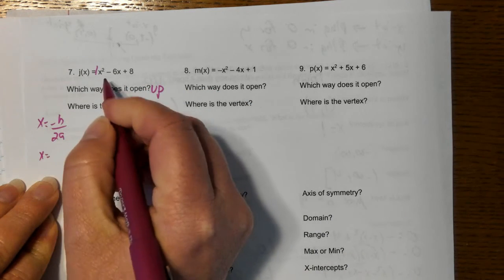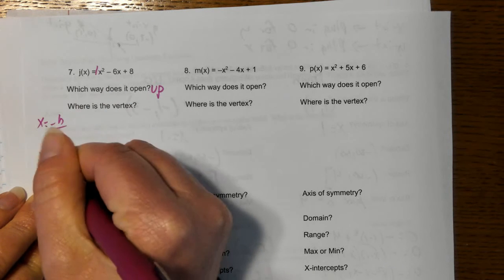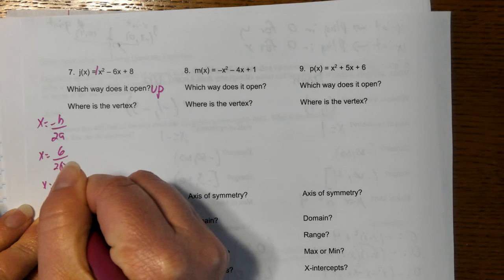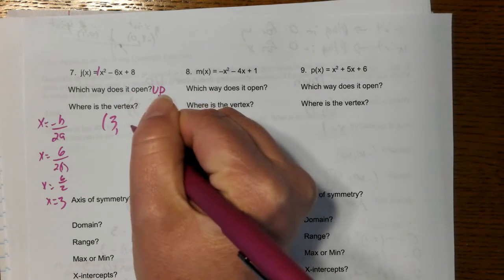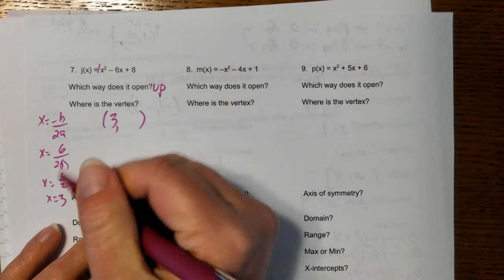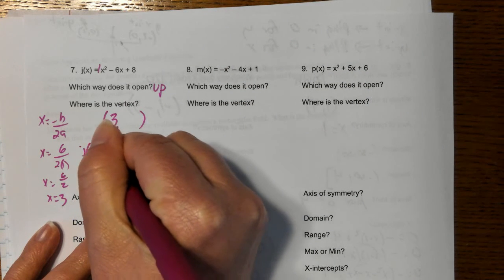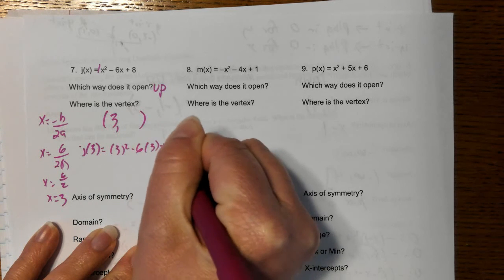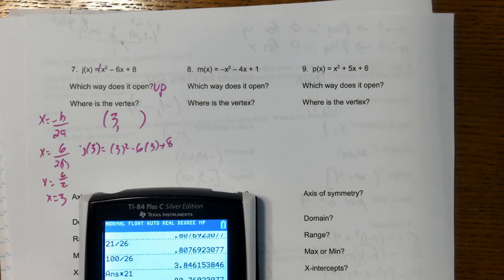So negative b is negative 6, so negative b will be positive 6 divided by 2 times 1. 2 times 1 is 2, 6 divided by 2 is 3, so the x value of our vertex is 3. It's at 3 comma something. Now how do I get the something? I plug 3 in for x. So I find j of 3. So 3 squared minus 6 times 3 plus 8. Type that in my calculator, or you could work it out by hand.